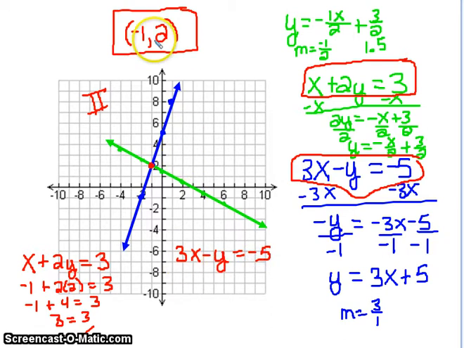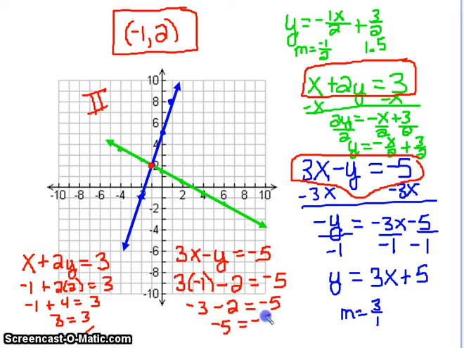So when I plug in negative 1, 2, then I have 3 times negative 1 minus 2 equals negative 5. 3 times negative 1 is negative 3. Minus 2 equals negative 5, and that is true as well. Negative 5 equals negative 5.